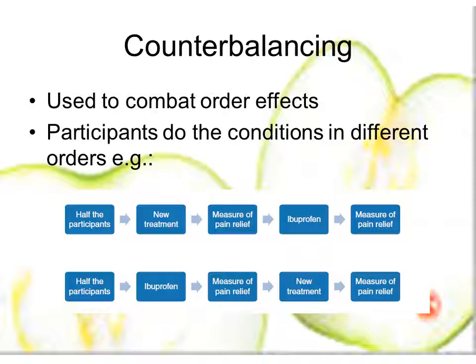So if you look at the slide, you can see half the participants get the new treatment. We can measure the pain relief, give them ibuprofen, measure the pain relief again. Then the other half of the participants, give them ibuprofen, measure pain relief. Then maybe we're going to give them their new treatment and measure pain relief. So where are they getting the most pain relief? We're able to have two separate groups doing the exact same thing, but we're manipulating those variables by manipulating what order we're giving the participants their medication or their treatment.